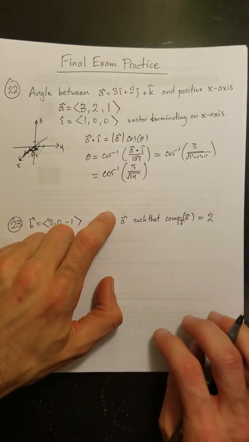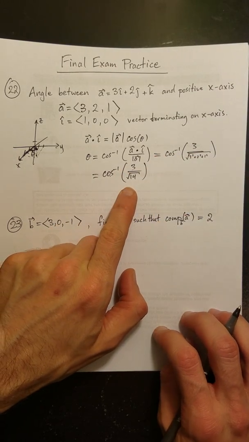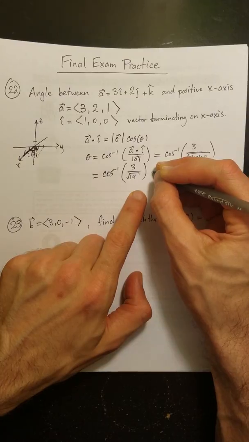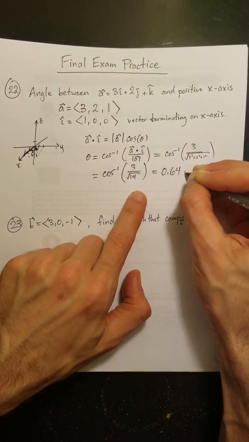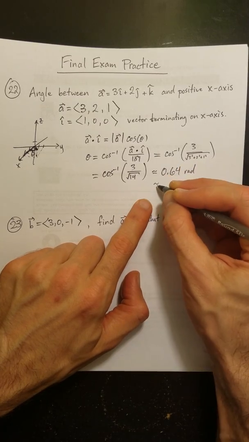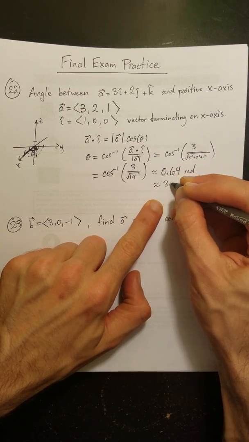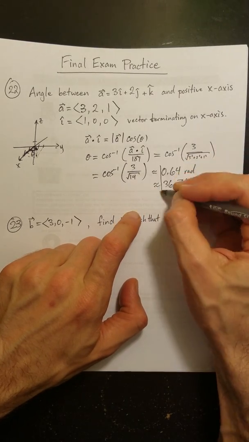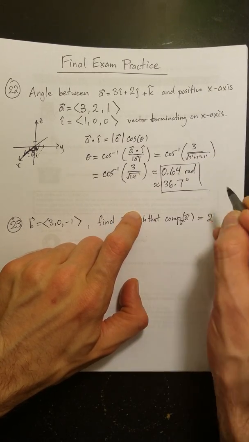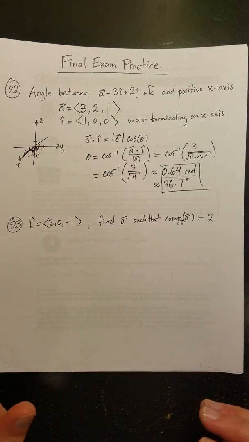So then taking the inverse cosine of 3 over radical 14, we get that this is approximately equal to 0.64 radians, which is approximately equal to 36.7 degrees. And so either one of these answers is fine, but just know that radians are really the only true measure of angle.